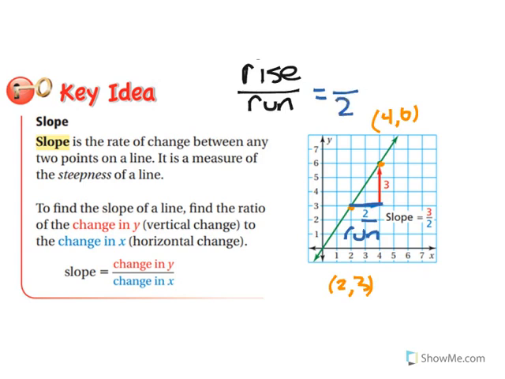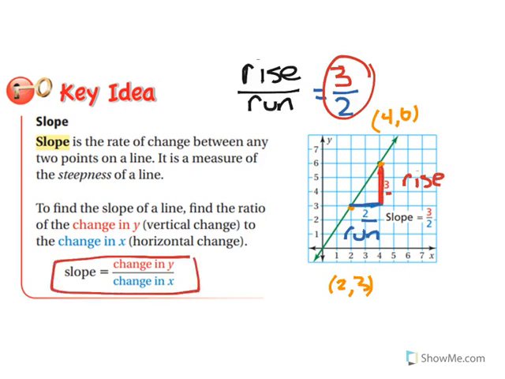The rise is how much did it go up or down, really. It went up 3. Again, this is the rise. So our slope is 3 over 2. It tells us the change in y over the change in x. That's really what we're looking at. So again, you can think of slope as rise over run, as change in y over change in x, or as the rate of change between any 2 points on a line.